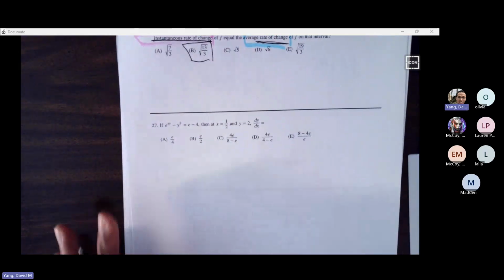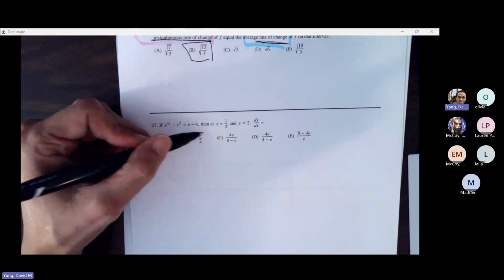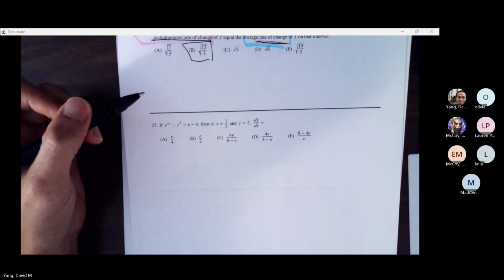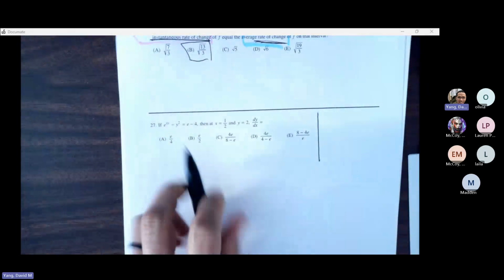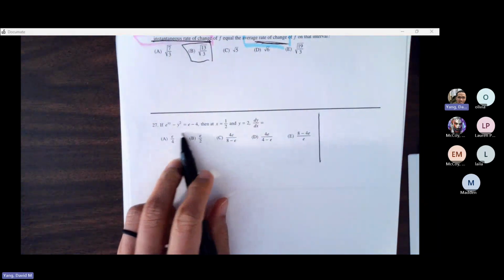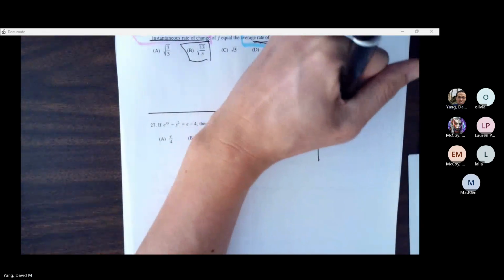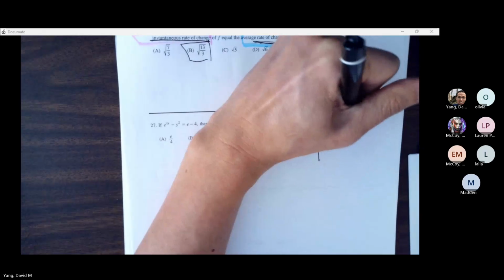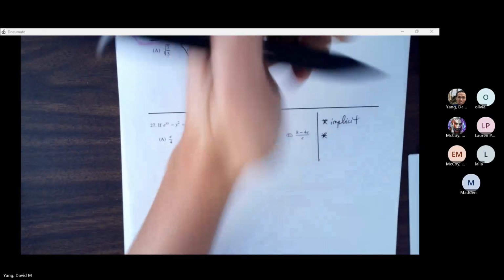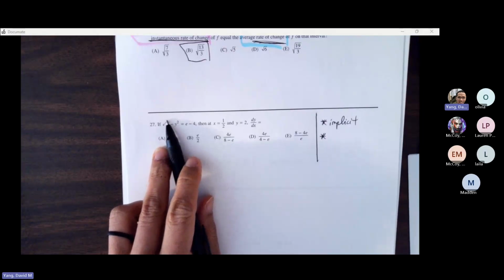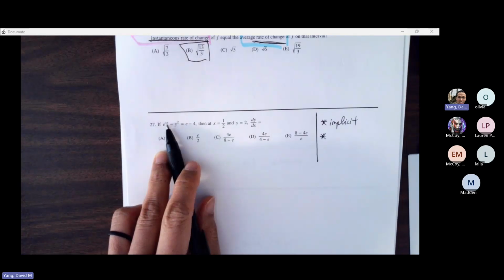27, if e to the xy minus y squared equals e minus 4, at x equals 1/2 and y equals 2, dy dx equals. So this is asking for derivative. Two things that stand out is there's a need for implicit because we see y variables mixed into our equation. And then there's also chain rule, e to the u becomes e to the u times u prime, but this is a little messier because that xy also requires a product rule within chain rule.